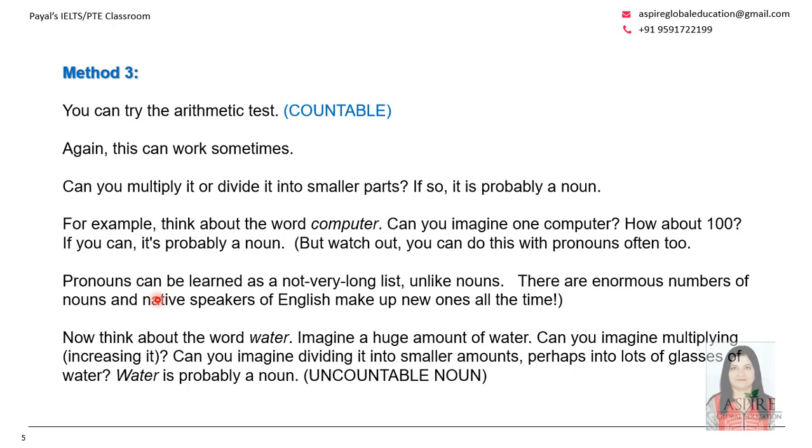Similarly, pronouns can be learned as a not very long list, unlike nouns. There are enormous numbers of nouns. Now if you imagine the word water, imagine a huge amount of water. Can you multiply or increase it? No, it's an uncountable noun. So water is also a noun, but an uncountable noun. So you can probably understand what a noun is. Something which you can count is a countable noun. Something which you cannot count is an uncountable noun.